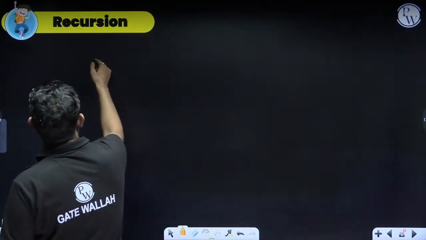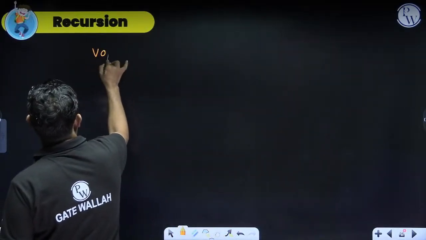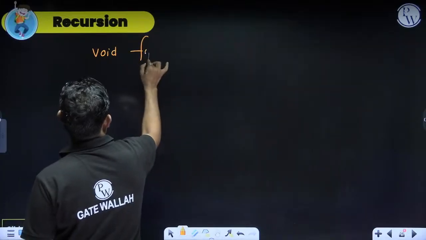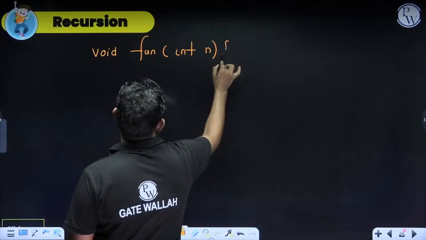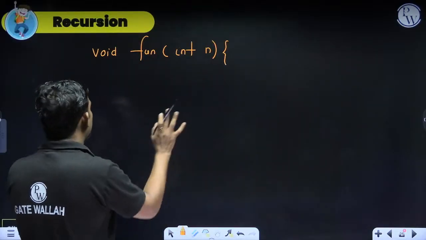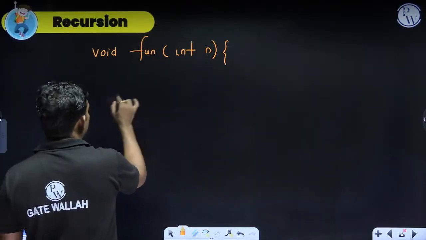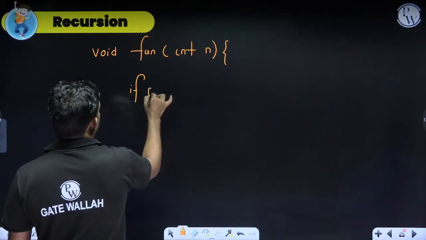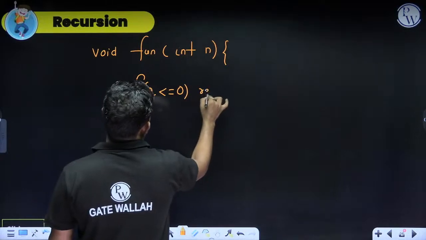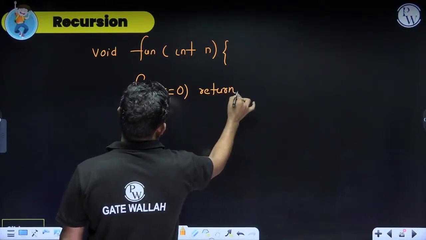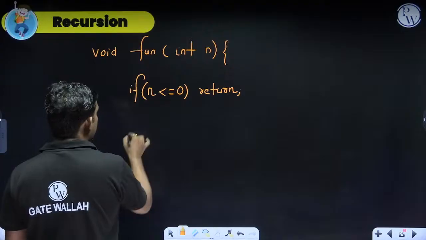Now here let's have a function, a void fun. This is the function void fun, and it takes an integer value int n. The first thing whenever we write a recursive function is to write the termination. So if n is less than or equal to 0, then you can say return. Else you do this simply.